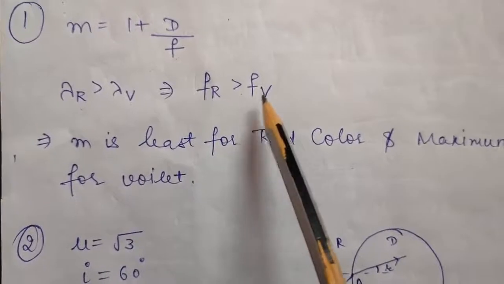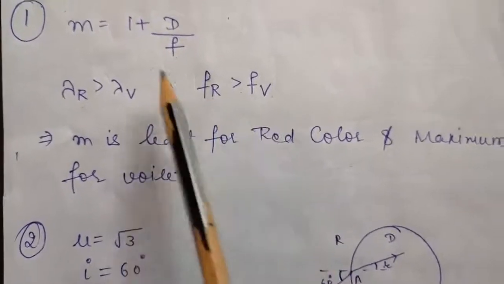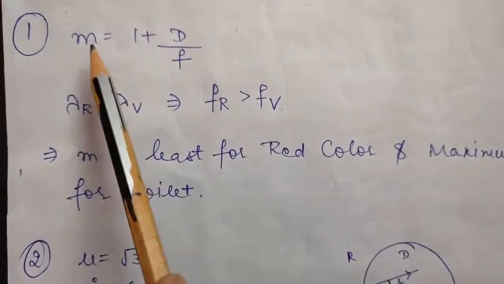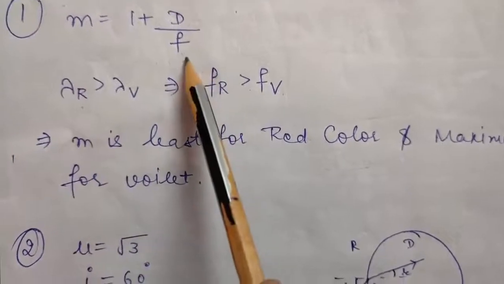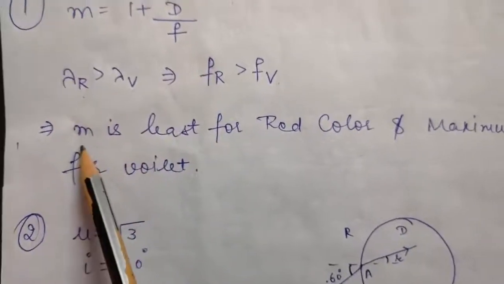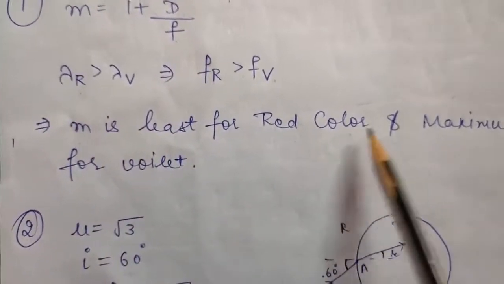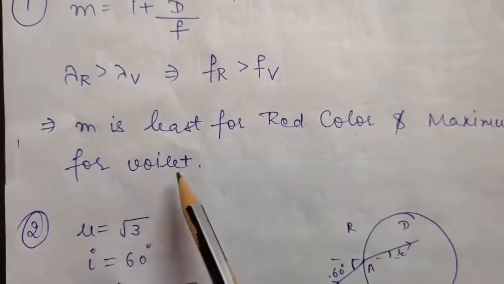This I have already told you in theory lectures also. So as you can see, your magnification is inversely proportional to focal length. That means magnification will be least for red color and it will be maximum for your violet color.